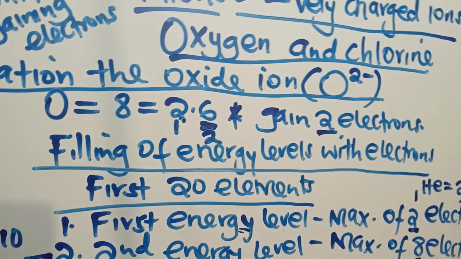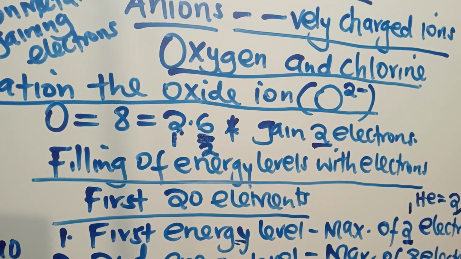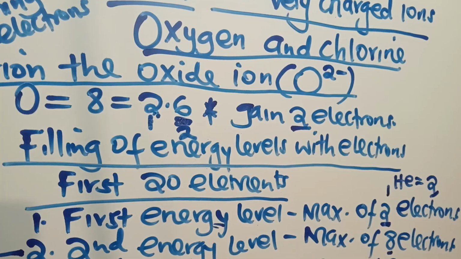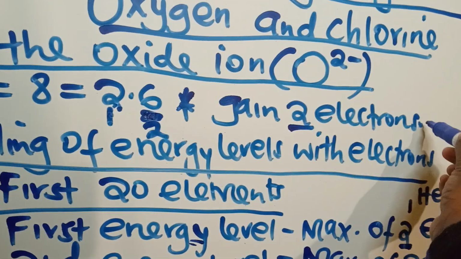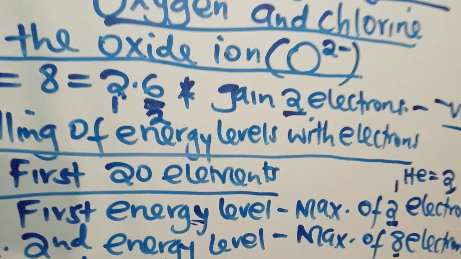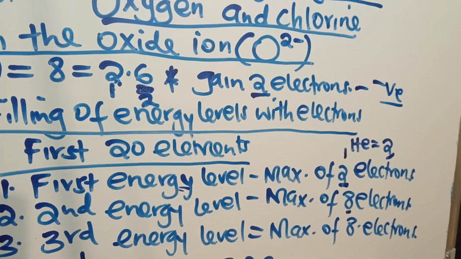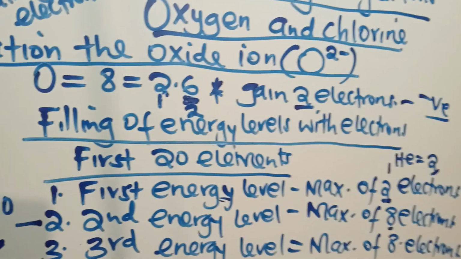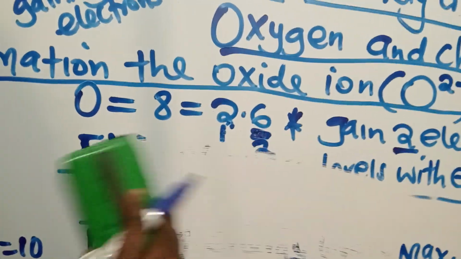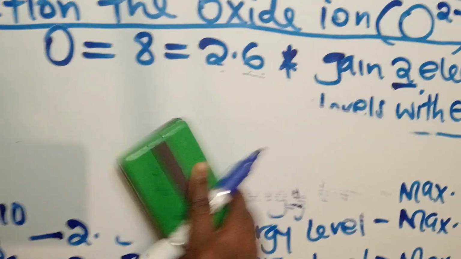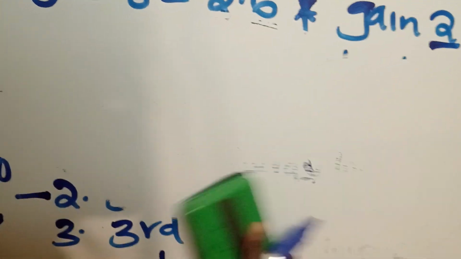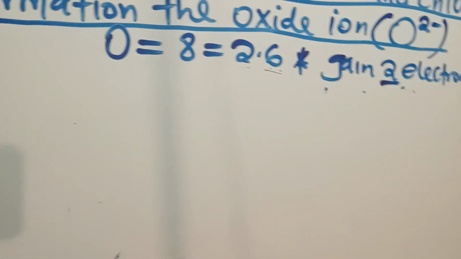So now we know oxygen we require to gain how many? 2 electrons. And always remember, electrons are negatively charged. So the side that you'll be adding extras is the side of the negatives. So as usual, we write downwards the number of positives and the number of negatives.